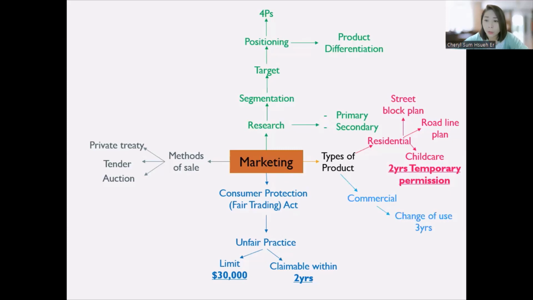Commercial, we might possibly need to ask for a change of use. If approved, 3 years. Industrial, we will have to fulfill this thing called the use quantum, which is your 60% predominant industrial users, as well as 40% ancillary users.